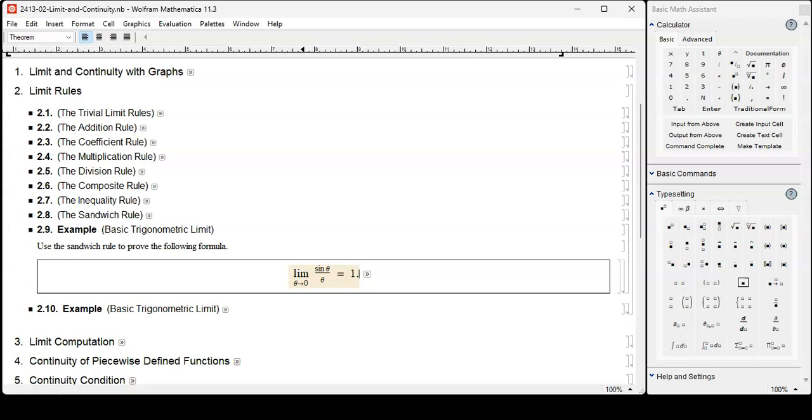Now, do you remember my reaction when I stumbled upon this problem in the previous video? After going through all the limit rules from 2.1 to 2.8, and then I opened this one, I went like, oh, whoa, we can't do this. This is an optional topic, let's move on. Well, alright, this is an optional video and we are back.